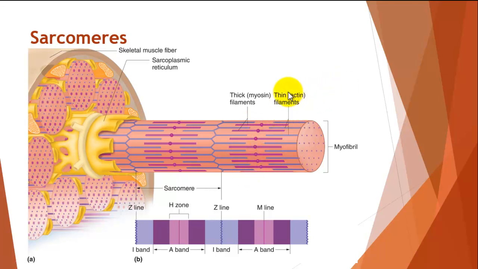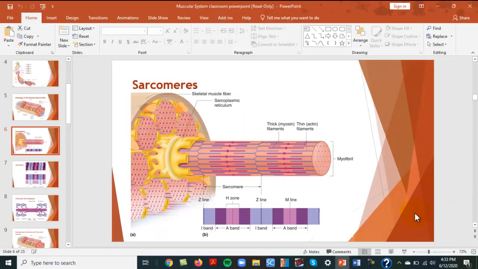Basically, when a muscle contracts, these red thick filaments stay in the same place and they pull the blue thin filaments toward the center, and that results in the muscle shortening overall.